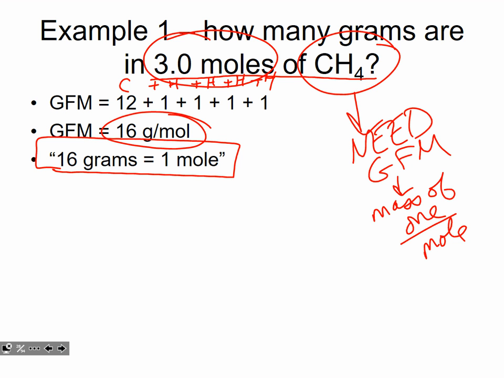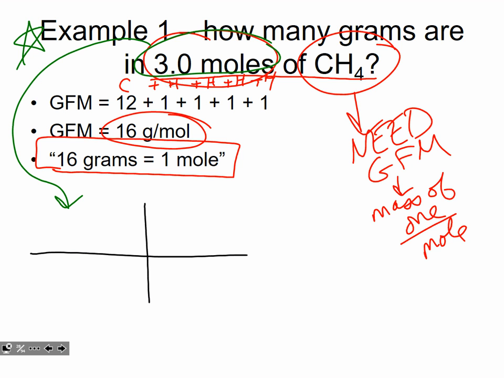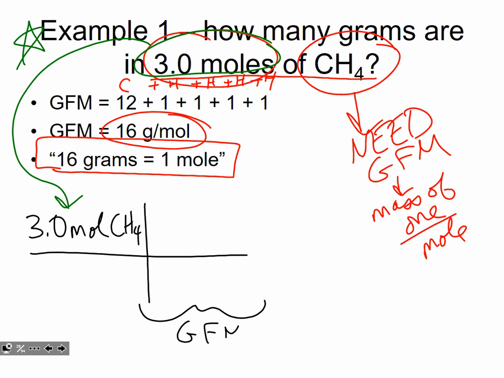With that in mind, we can now set up our T-chart. Remember, we want to start by drawing the T, and then we want to take the number the problem gives us. The problem is right here, right? This is the question: how many grams are in 3.0 moles of CH4? So the 3.0 moles, that's the number the problem gives us, and that's the number that's going to go in the top left-hand corner, 3.0 moles of CH4. And then we want to use the gram formula mass right here, because it tells us that 16 grams is equal to 1 mole. Well, I put moles in the top left-hand corner, so I'm going to put moles bottom right so that it cancels out.